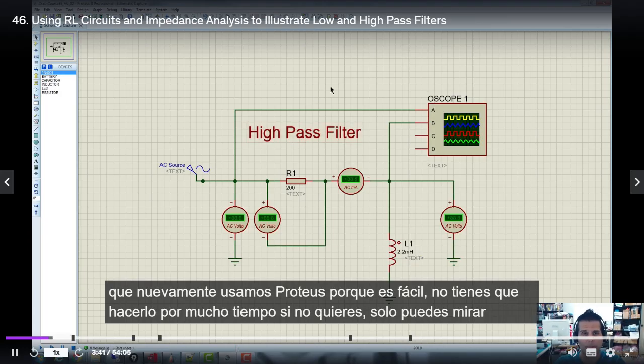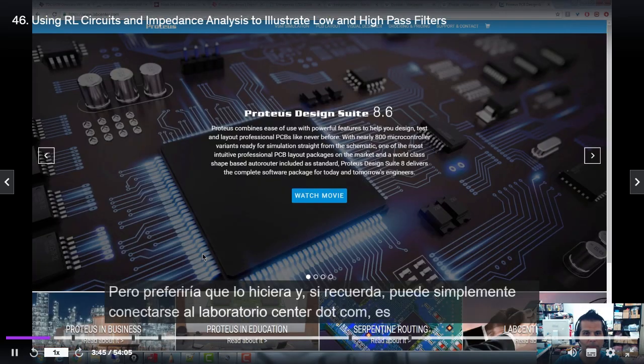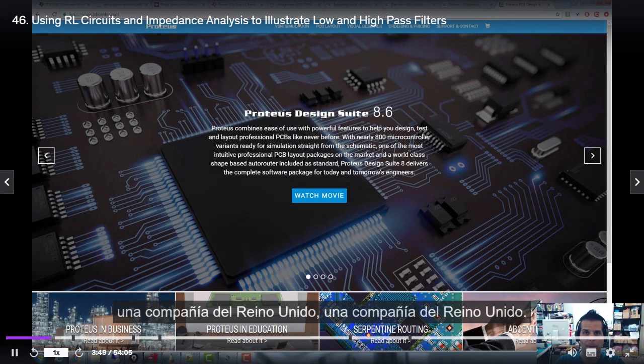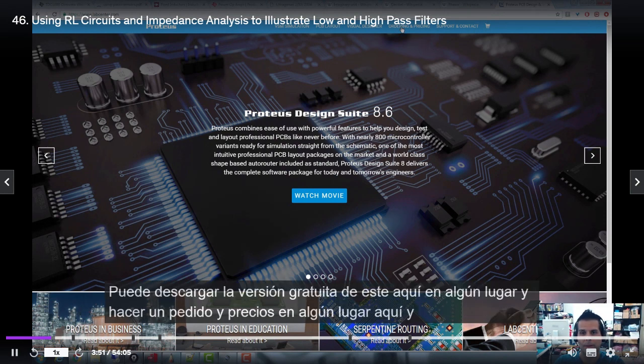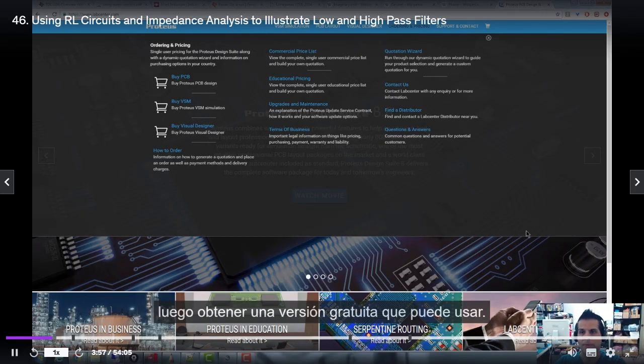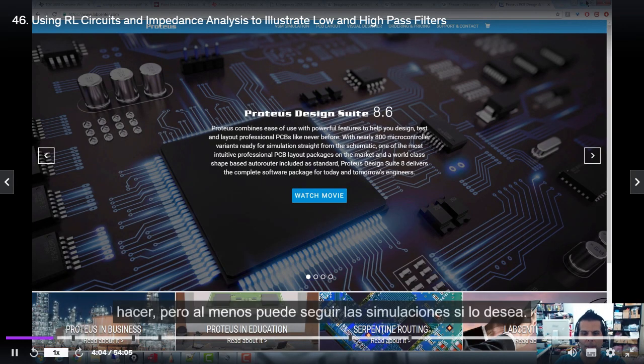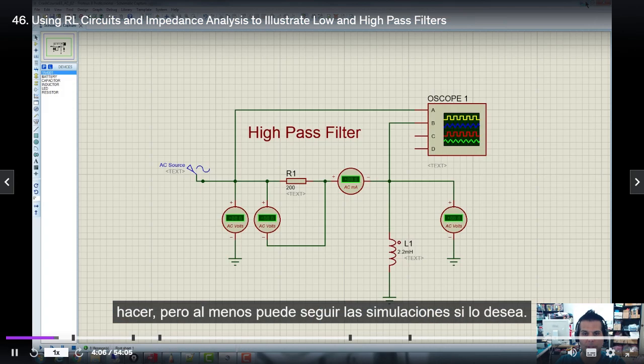You don't have to follow along if you don't want to. You can just watch what I do, but I would prefer if you did. And if you recall, you can simply go online to labcenter.com. It's a United Kingdom company. You can download the free version of this, and it's somewhere in the ordering and pricing section. It'll do simulation, but you can't save, and there are a bunch of other things you can't do in it. But you can at least follow along with the simulations if you like.